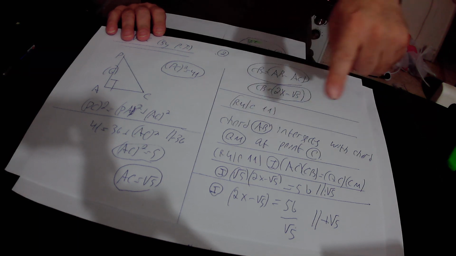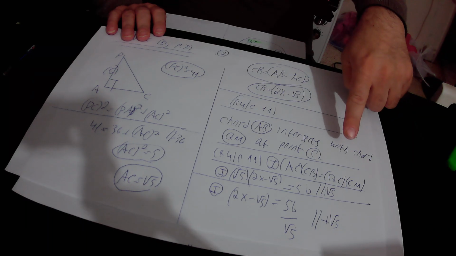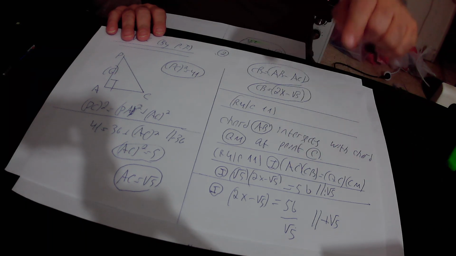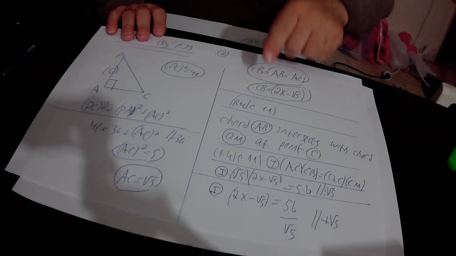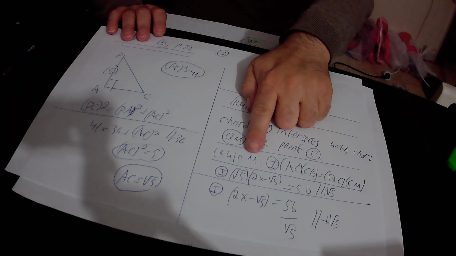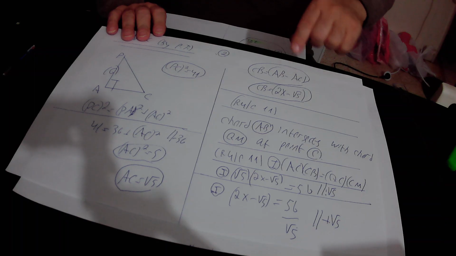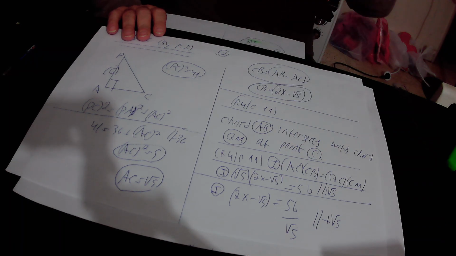AC is equal to 5, times CB, that is 2x minus 5, and it equals QC, that is 5, times CM, which equals b according to our definition. So in conclusion, according to equation number 1 and rule number 11, 5 times (2x minus 5) equals 5b. Here we divided this equation by square root of 5, and found that (2x minus 5) over square root of 5 equals 5b over square root of 5.